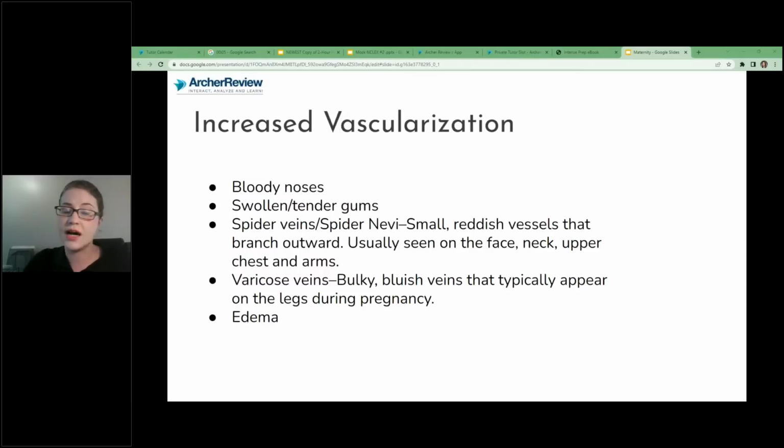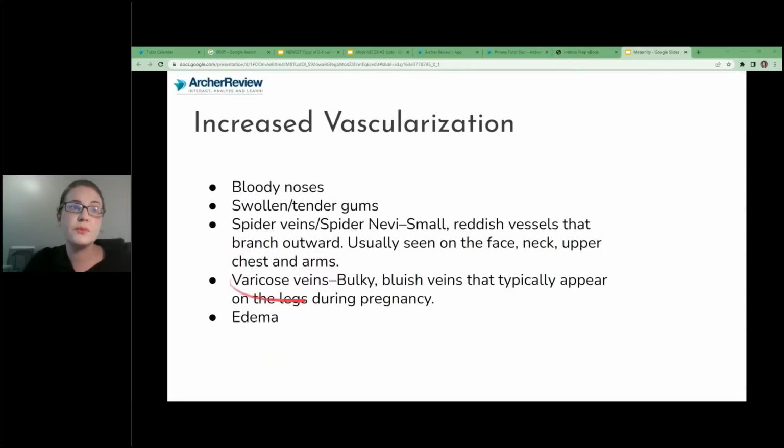Swollen, tender gums. I always tell my pregnant patients, use a soft bristle toothbrush and consider using a water pick instead of floss because your gums are going to bleed very easily. Spider veins, spider nevi. These are the small reddish vessels that kind of branch outward, and you can see these usually on the cheeks, face, and upper chest area and arms. This is more common in Caucasian women. We see it very commonly in that population. And many women, again, appear to have a genetic predisposition towards these, but for most women, these fade after delivery.